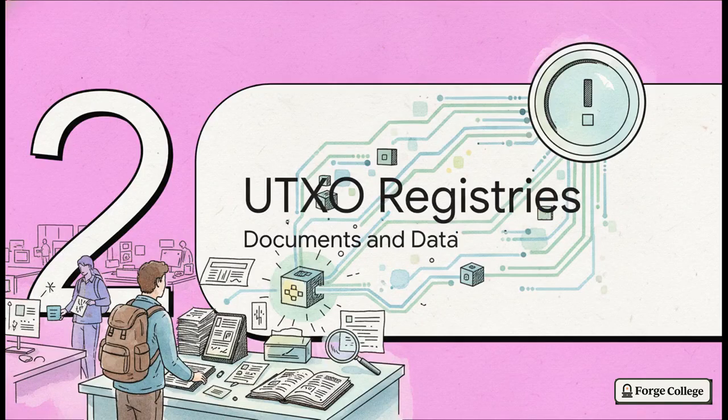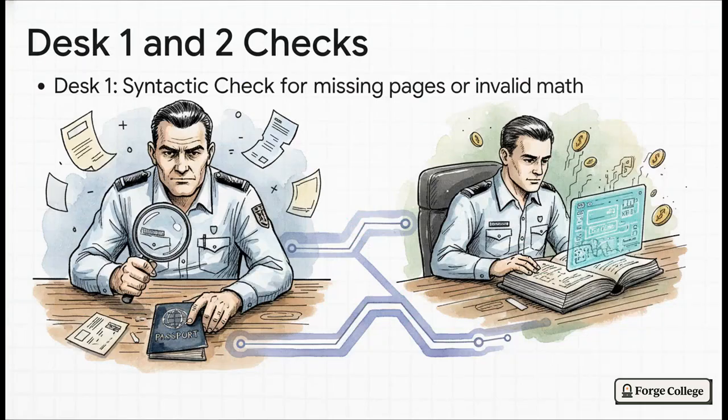Section 2. Documents and UTXO registries. All right, so our traveler has just walked up to the very first desks at the checkpoint. This is where the node checks if their paperwork is formatted correctly and, honestly, if their identity is even valid for travel today. Notice how ruthlessly efficient these first 2 desks are.